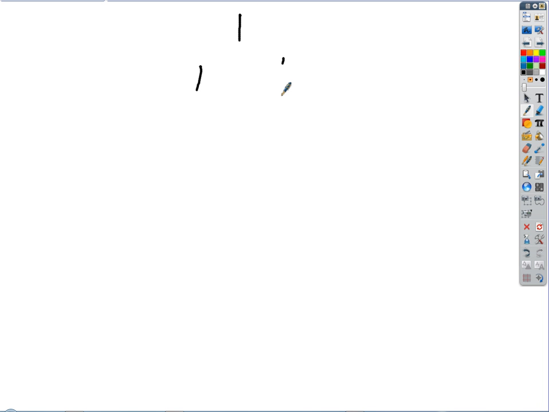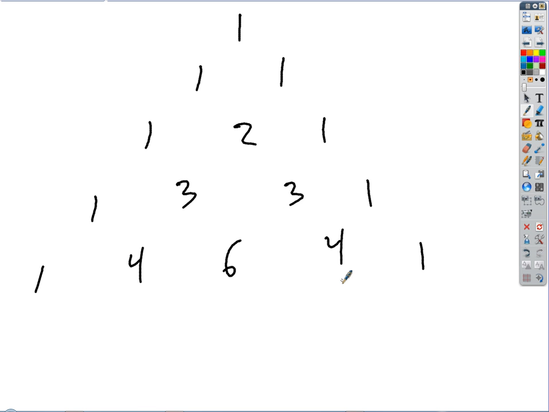We just had ones on the outside, right? And then what did we do? Okay, so we added them. So then here we get a 2, there we get a 3, there we get a 3, we get a 4, 6, 4. It's going to go one more row.